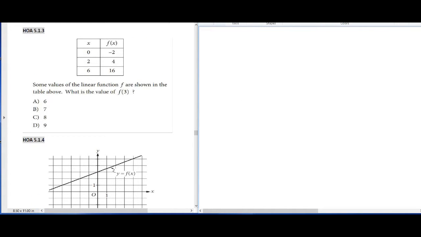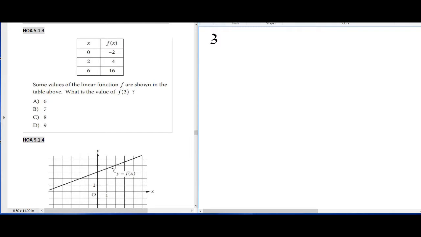Okay, look at the next question. They gave you the table. When x equals 0, y equals -2. When x equals 2, y equals 4, and so on. They said this function is a linear function, and they just asked for f of 3. Using this table of points, you can find the slope and the y-intercept.